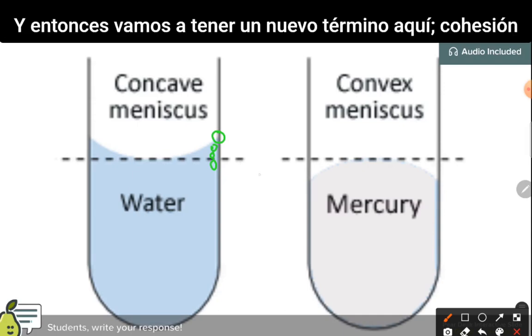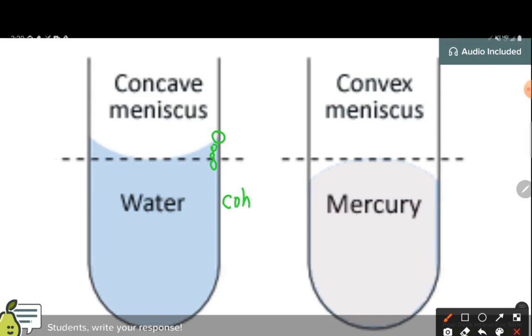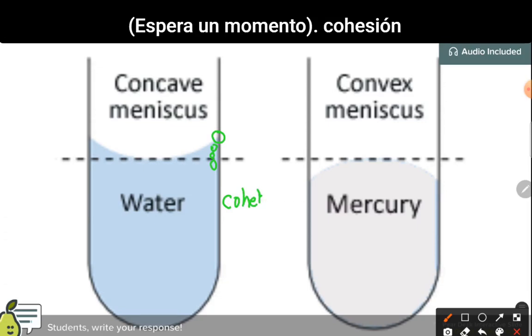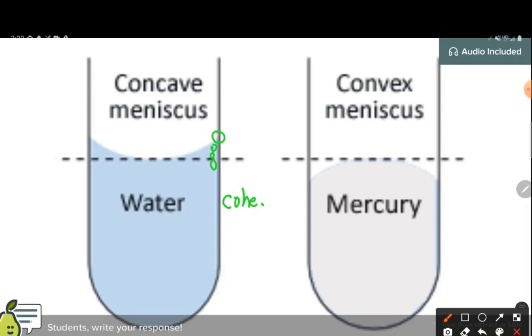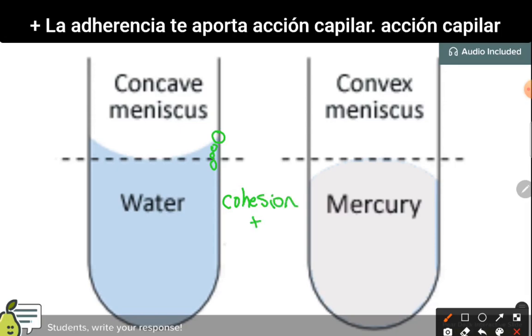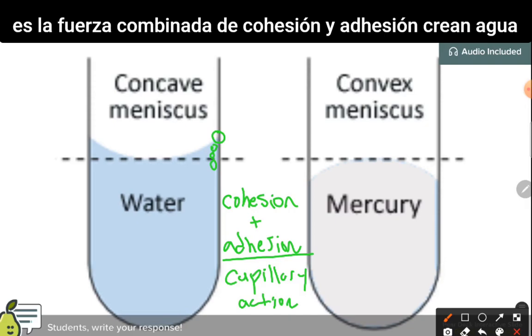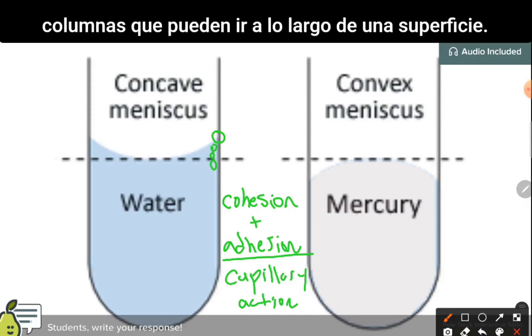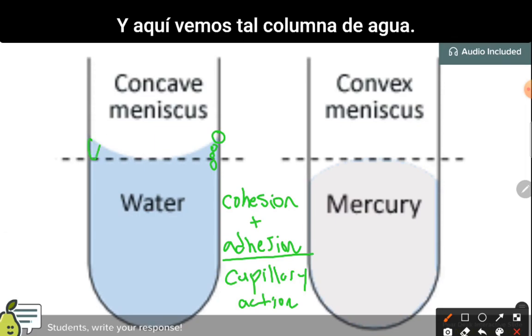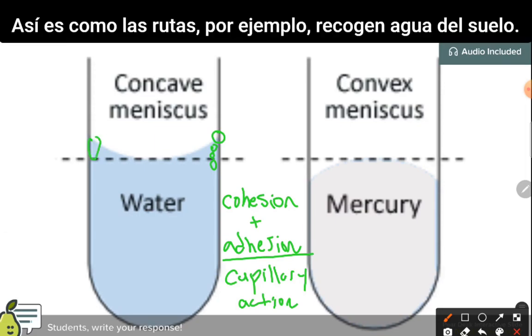And so we're going to have a new term here: cohesion plus adhesion gives you capillary action. Capillary action is the combined force of cohesion and adhesion to create water columns that can go along a surface. And here we see such a water column. This is how roots, for example, gather water from the ground.